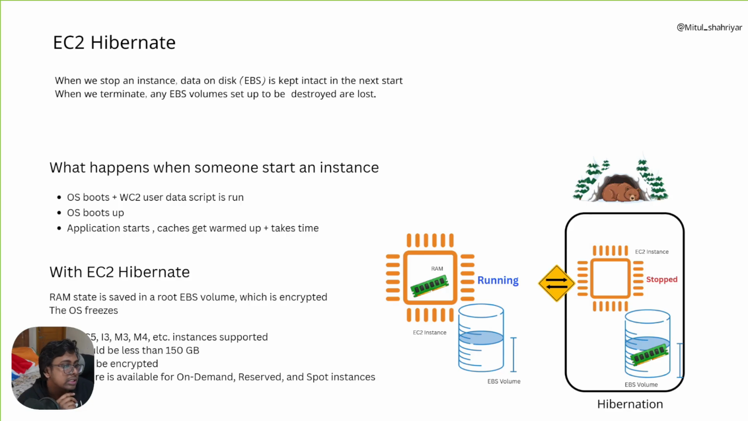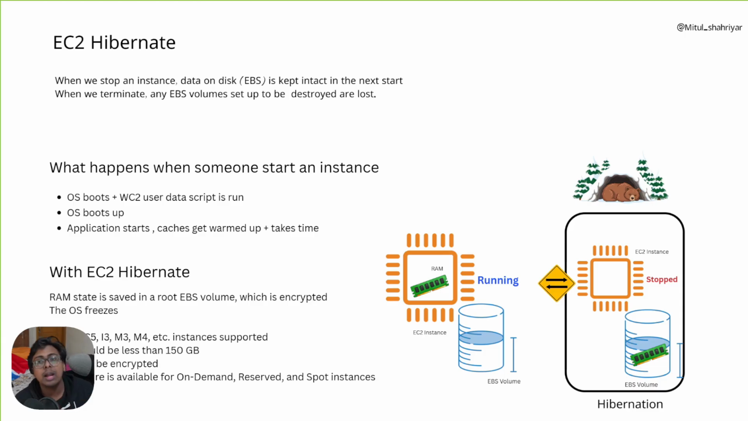Great. And again, if we stop an EC2 instance, the data which is in EBS is kept intact until we start it again. That means we have stopped it, so data is safe, and if we start it, that data will be there. But if we terminate it, the data is gone. What if we don't want any of these? What if we want to go for another option which is called EC2 Hibernate?